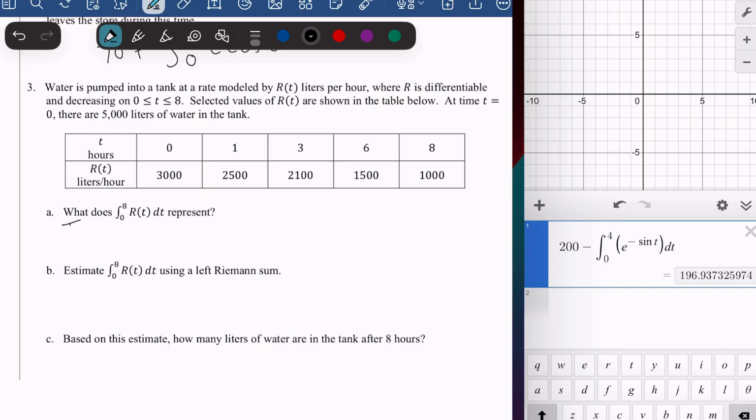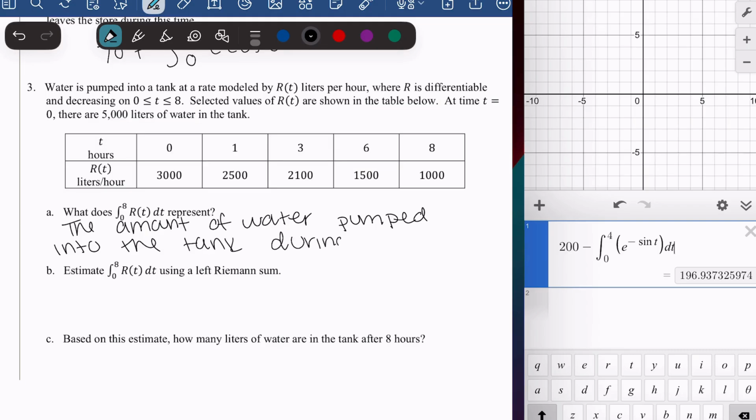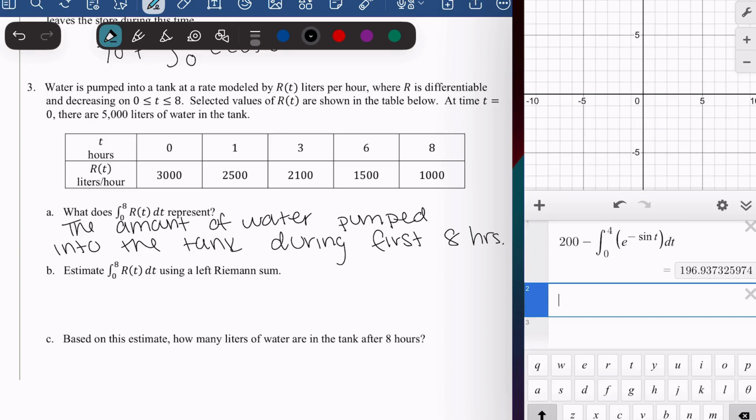So the amount of water pumped into the tank during the first 8 hours. Okay, then it says, estimate that integral using a left Riemann sum. Do you guys remember how to calculate a Riemann sum? Yes, ma'am. Okay, so left Riemann sum means we start at which side, the left or the right? The left. And so in order to do this, let's first figure out the widths of each of these rectangles.